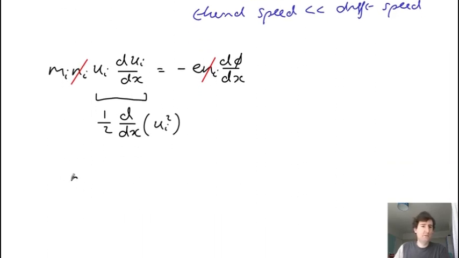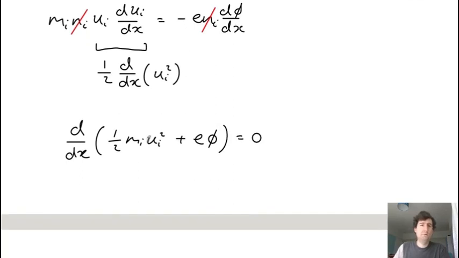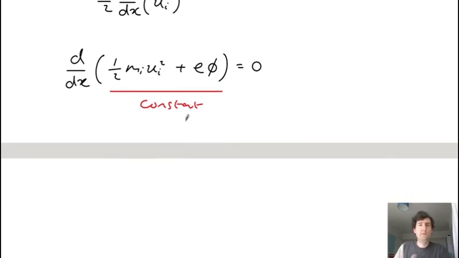So I have that d by dx of the half, and then m_i u_i squared, and then move this over the other side, so we have a plus e times phi. So that's 0. So it just says that this bracket here is constant. And so we write down that the ion velocity at any point and the potential at any point are related to the sheath entrance values.